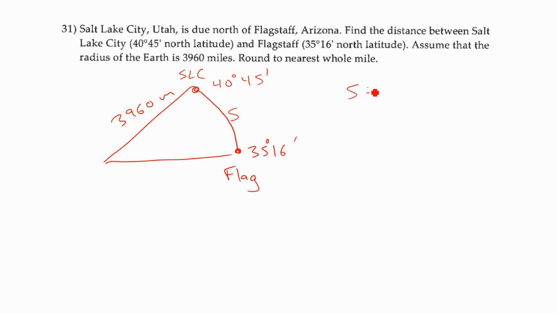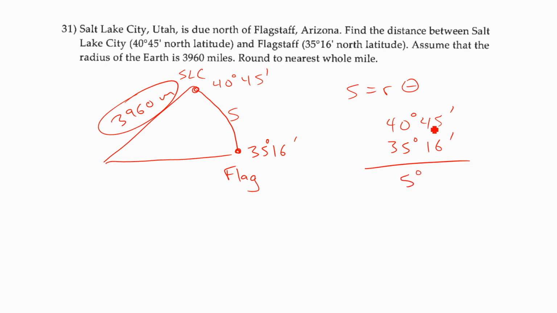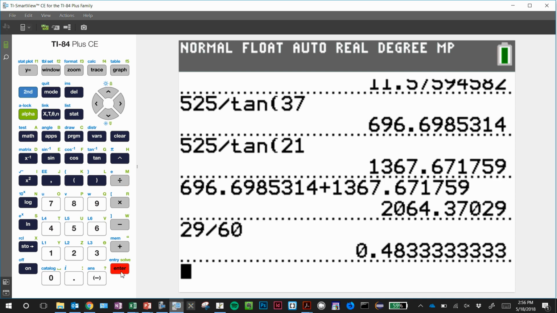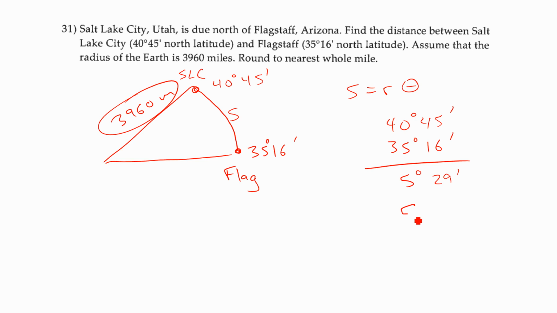All right, so remember s equals r theta. We have the r. The theta would be the difference between the angles. So 40°45' minus 35°16', and we come up with 5 degrees. And what do we have here? 29 minutes. Figure out what 29 minutes is. It would be 29 divided by 60. So that's 0.48. So we have 5.48 degrees.